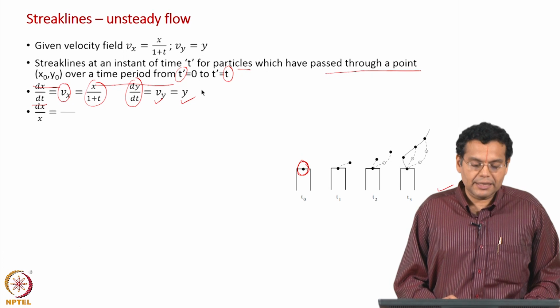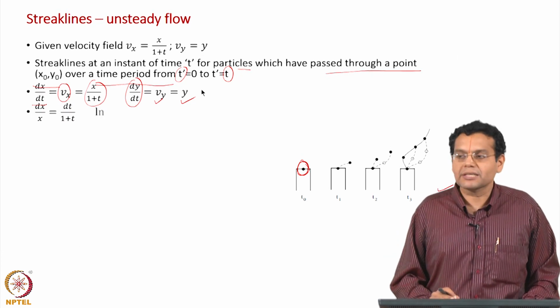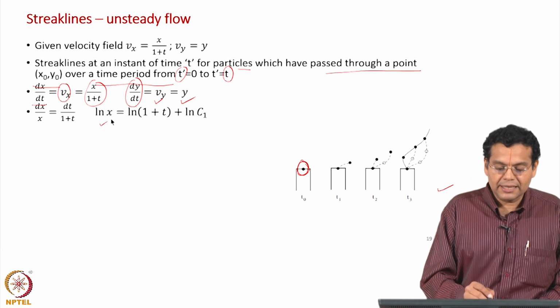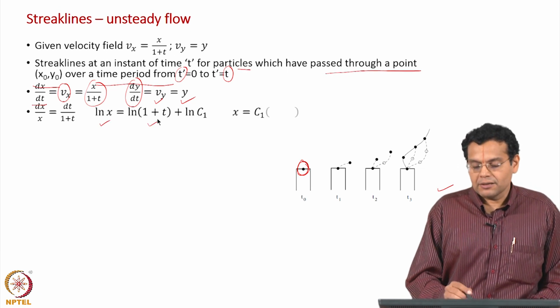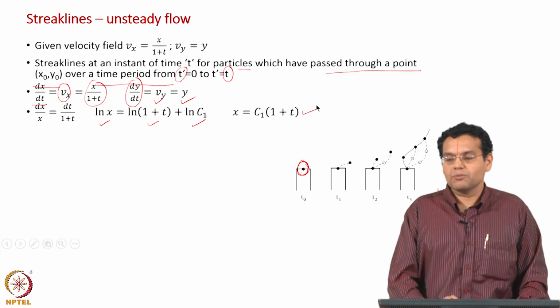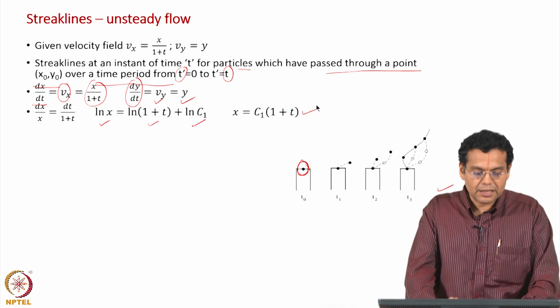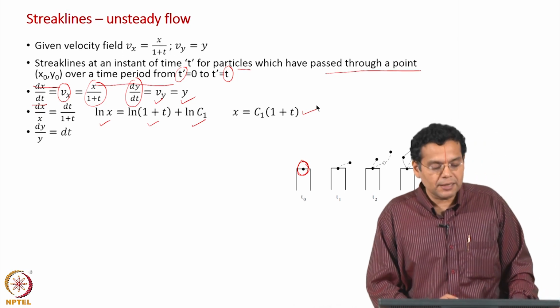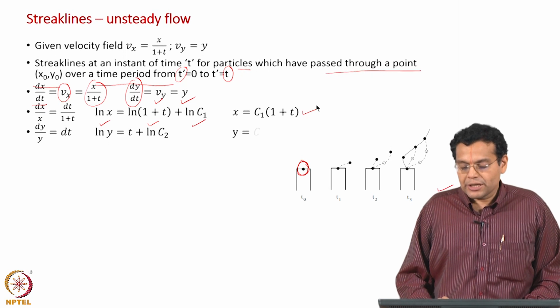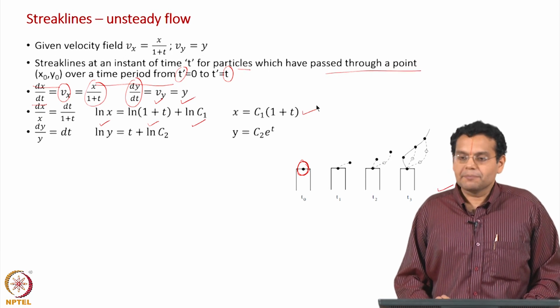Now, we integrate. This step is also the same as that for the path line. We integrate: on the left hand side ln x, on the right hand side ln 1 plus t, plus a constant ln C1. We get the equation x equal to C1 times 1 plus t. Let us do this for the y direction as well, and then we get the equation y equal to C2 e power t.